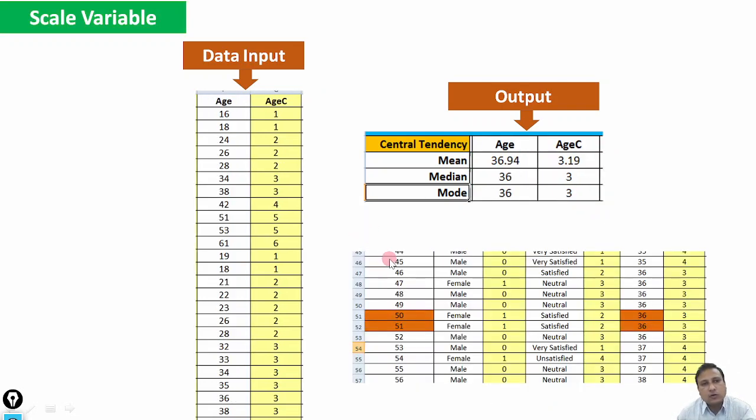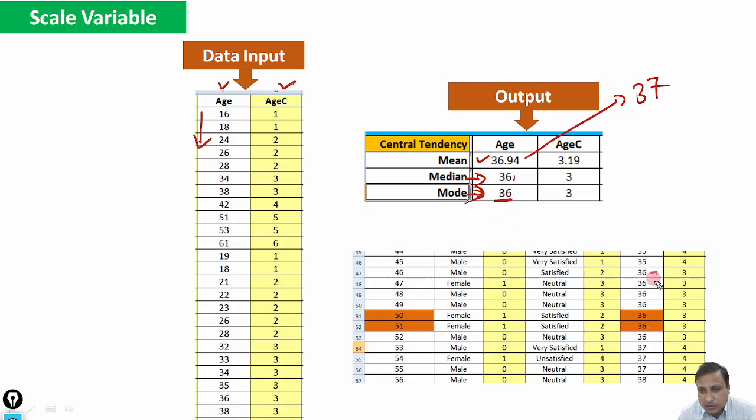Now let me take you to the scale variable. Here is the age data, and this is coded age. Now what is the meaning of this? The average age of my respondents is around 37, 36.94, almost 37. Median age: if I arrange this data in ascending order, the person who stands at the mid of the distribution, his age is 36. Mode is 36, the age having the highest frequency.